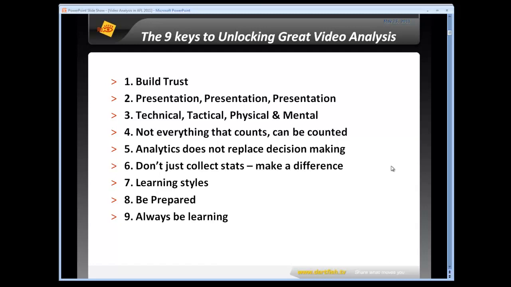Remember the learning styles of your players, and I'm going to emphasize this a little bit more. Your players will generally be either auditory, visual, kinesthetic, or they might be auditory digital. It's important that you understand that you've got to cater for all of these types when you present your information. Video is only one form of feedback. Don't be put off if you don't get buy-in from all of the players. But remember that they've all got different learning styles.